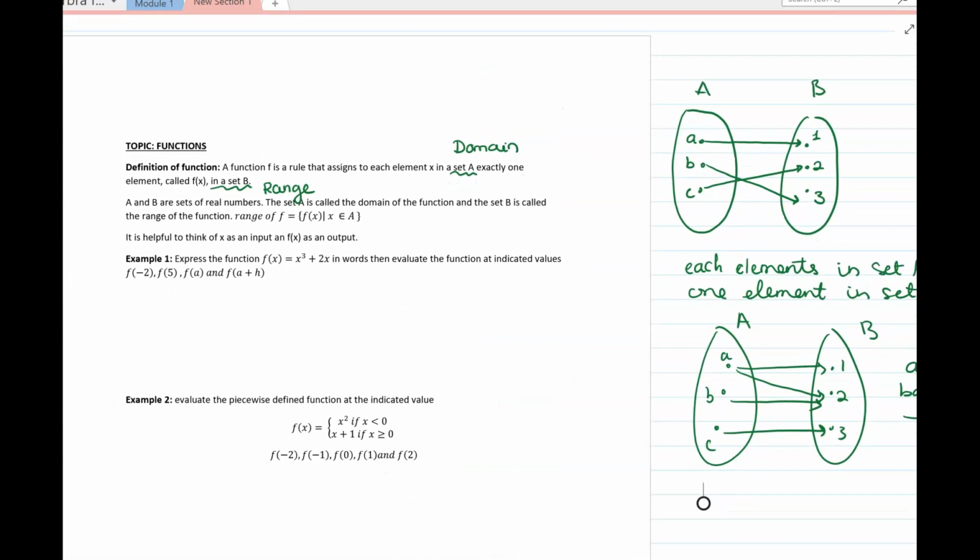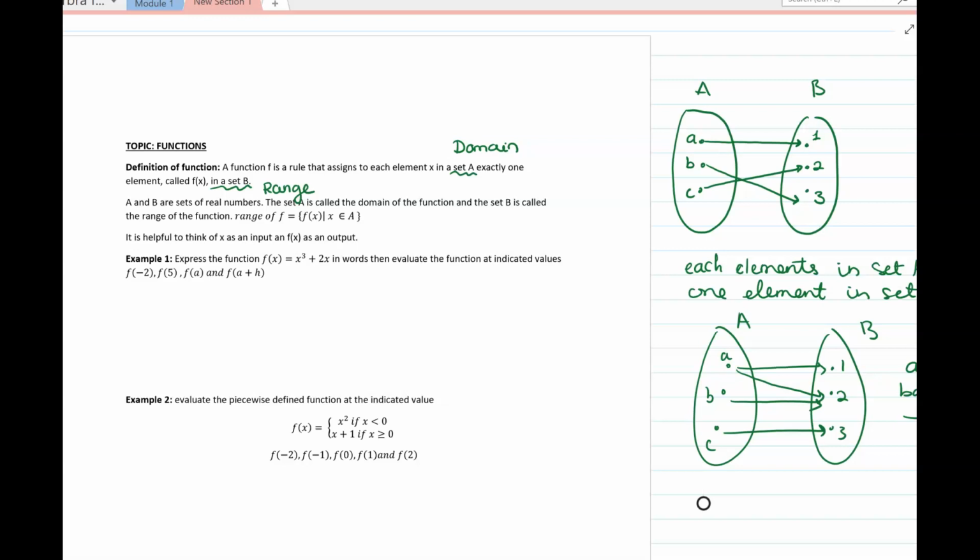The sets A and B are sets of real numbers. The set A is called the domain of the function and the set B is called the range of the function. f is equal to f of x where every x comes from set A. It is helpful to think of x as an input and f of x as an output. So let's think of every element in set A as an input and every element in set B as an output.